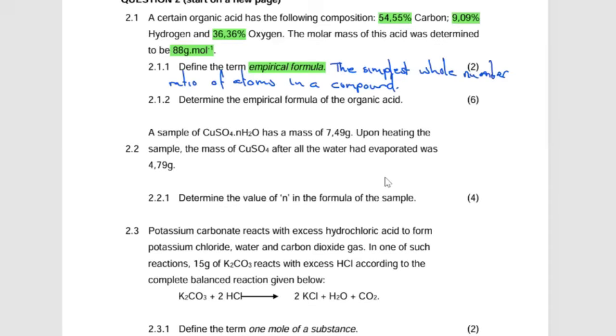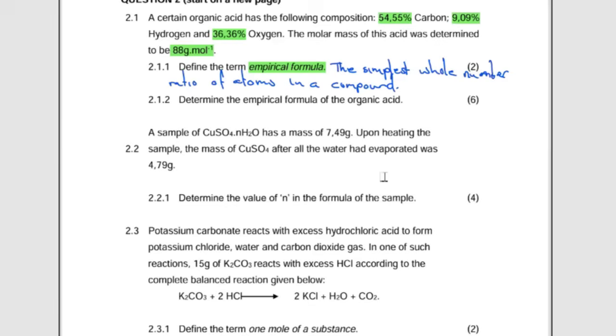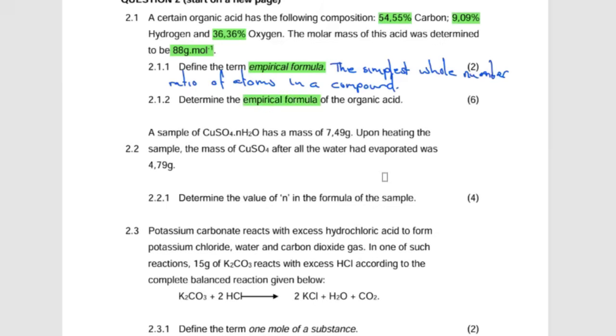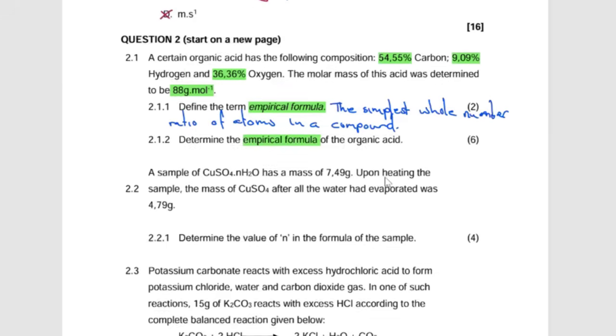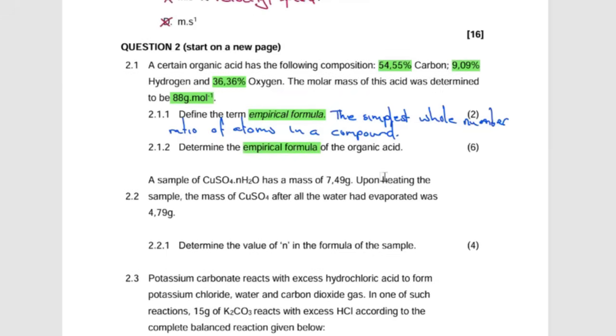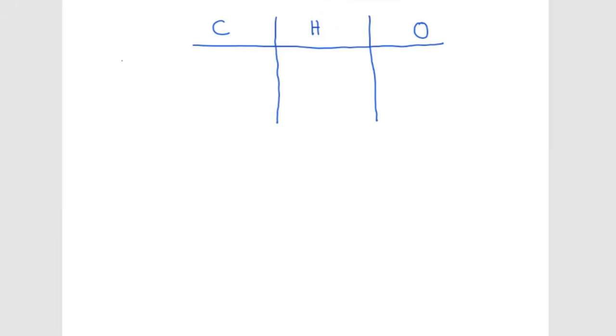Then 2.1.2, they ask us to determine the empirical formula of the organic compound, right? So for us to determine the empirical formula of this organic compound, we're going to draw a table like this, right? So we're going to start with our carbon, then we have our hydrogen, and then the last one is our oxygen, right? So this is the table that we're going to manipulate when calculating our empirical formula. So allow me to divide it like that, right?